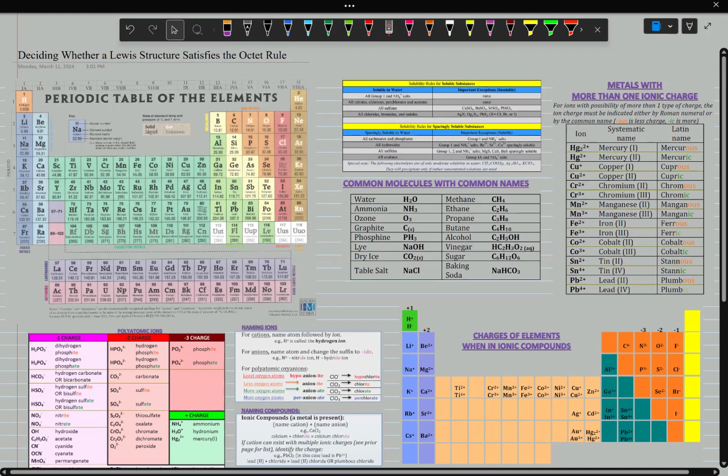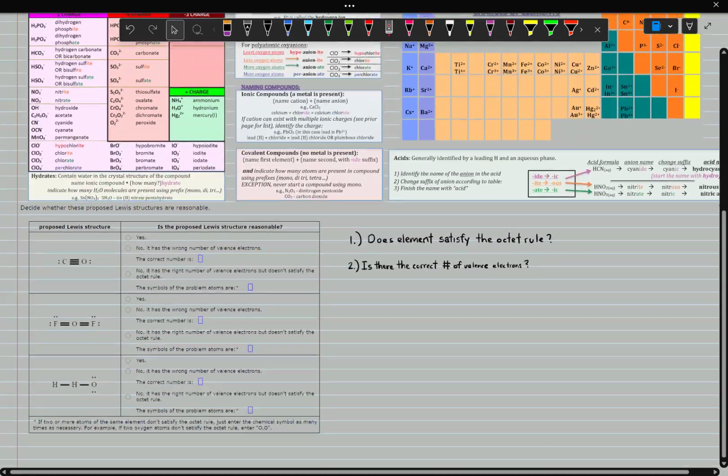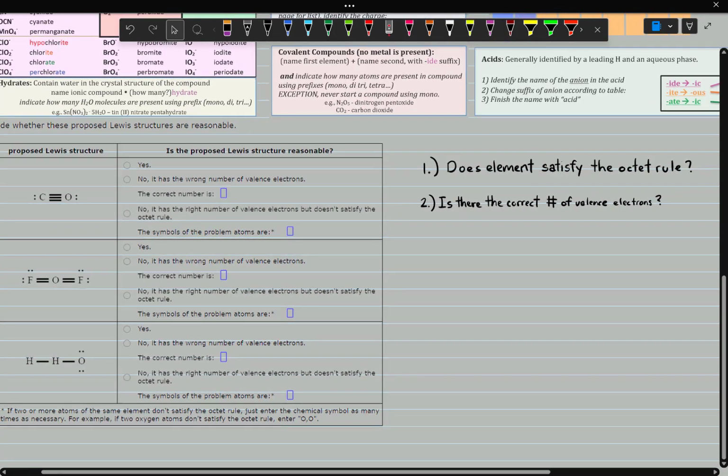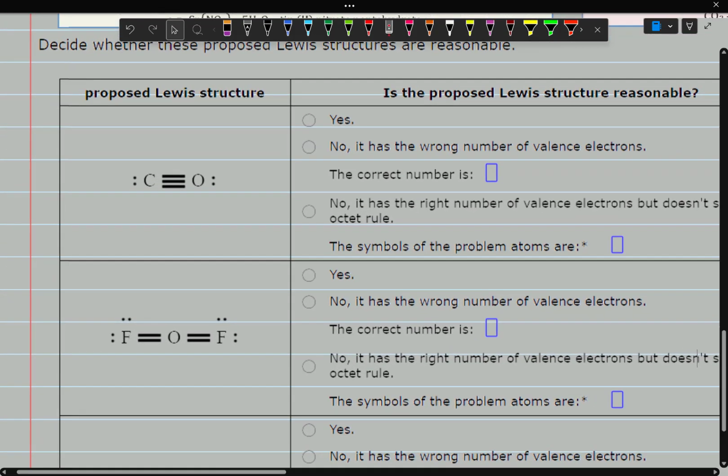In this one, we're going to be deciding whether a Lewis structure satisfies the octet rule. So there are two questions we want to ask for this problem: does the element satisfy the octet rule? And if it does, are there the correct number of valence electrons? So let's start with this first one.